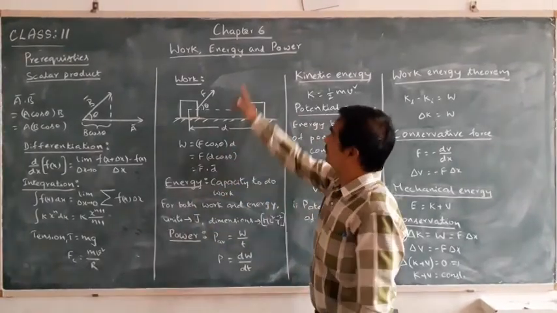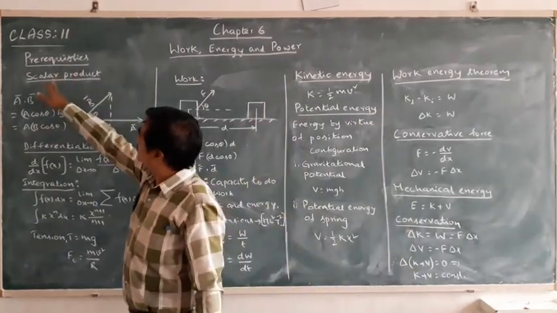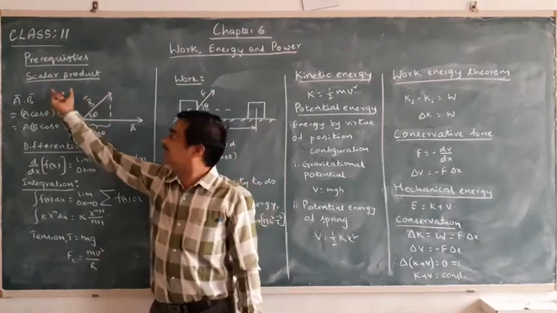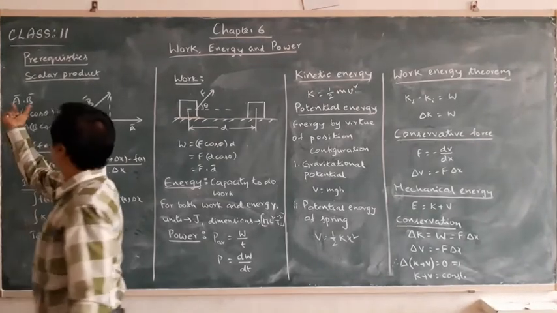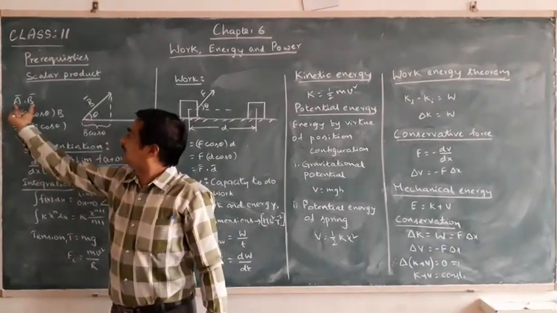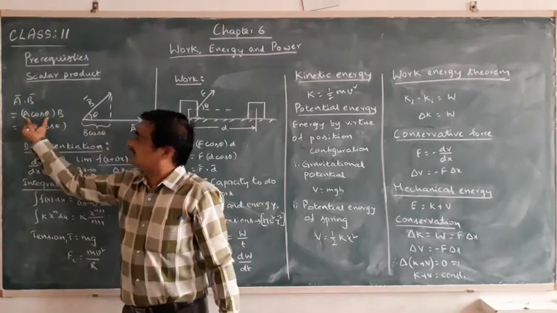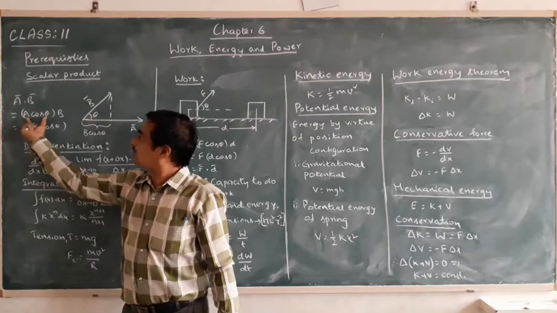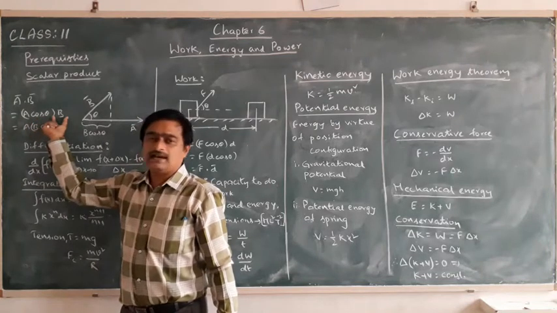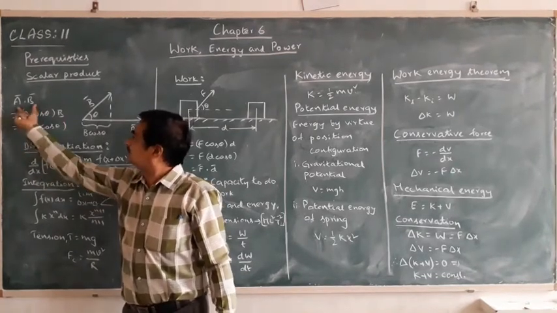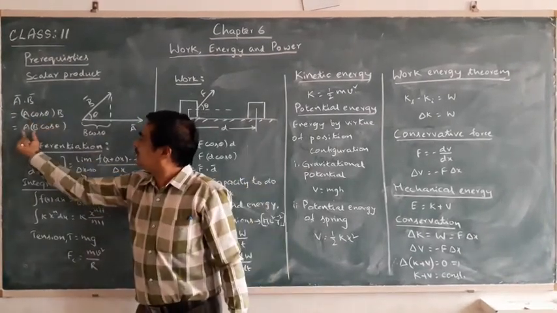Today we are going to see Chapter 6, Work, Energy and Power. The prerequisites for this chapter are we have to know what is meant by a scalar product. It is defined as the scalar product between two vectors A and B, denoted as A dot B. It is defined as the product of the component of one along the second vector and the magnitude of the second vector. Either A cos theta into B or A into B cos theta.